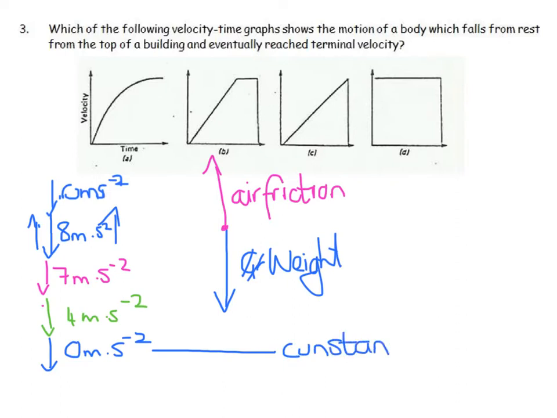So initially we've got a lot of acceleration. The acceleration slowly gets less. Remember that on a velocity time graph, the acceleration is equal to the gradient. So the acceleration is going to get less and less and less until it flatlines. So A is your correct answer.